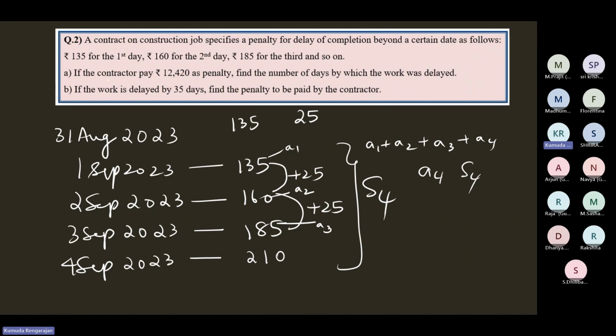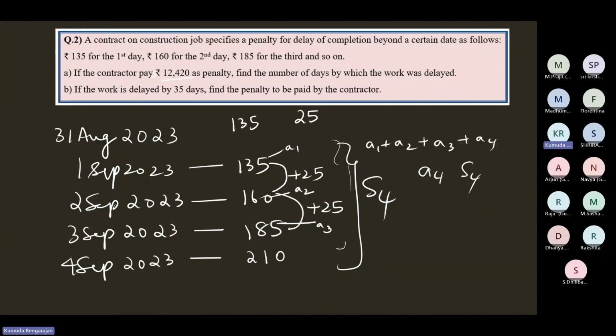All right, now let's read ahead. If the contractor pays rupees 12,420 as penalty, find the number of days by which the work was delayed. So the penalty is 12,420, and we understand that the penalty paid is not a particular term of the AP, but the sum of the first n terms of the AP. The penalty of 12,420 will not represent a term of this AP. It is not AN, because the penalty paid is the sum of the terms.